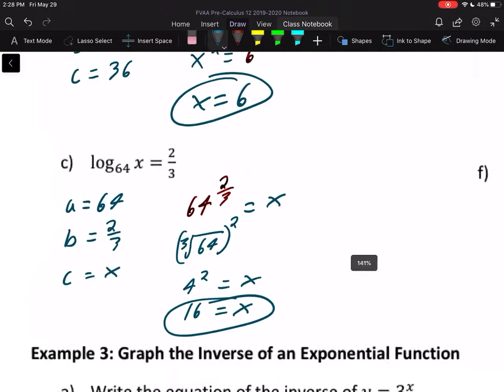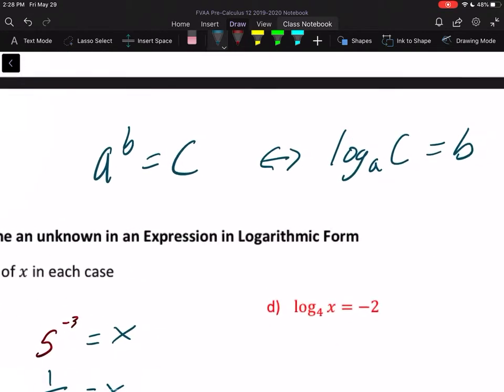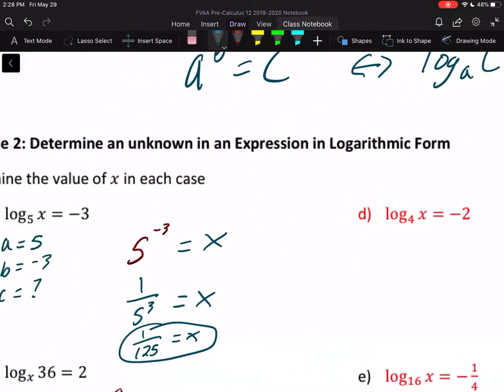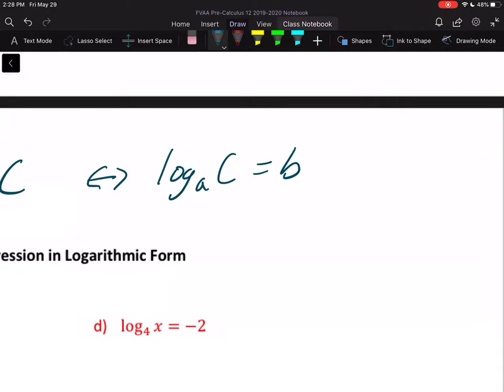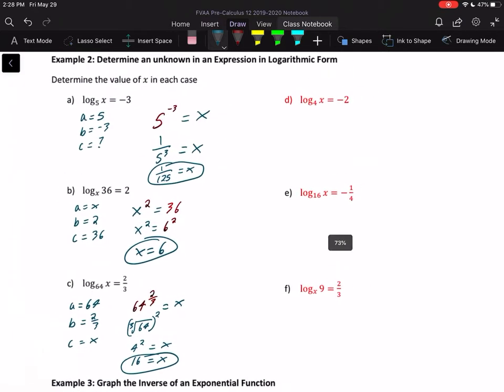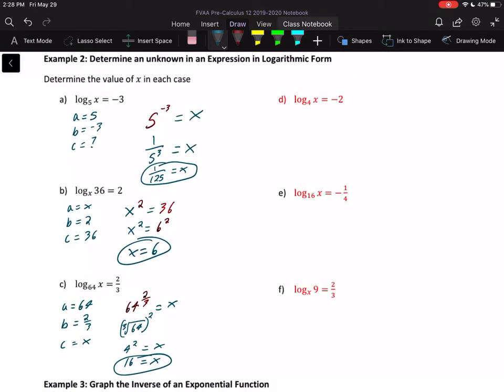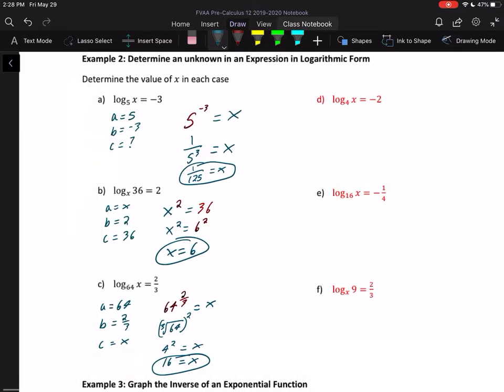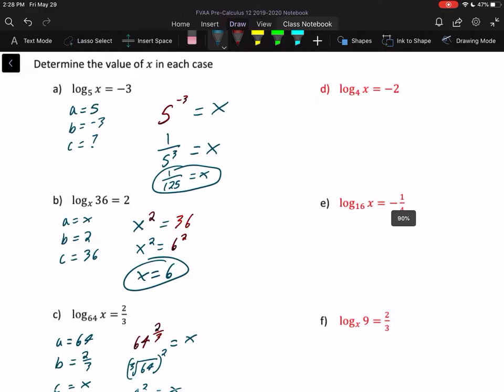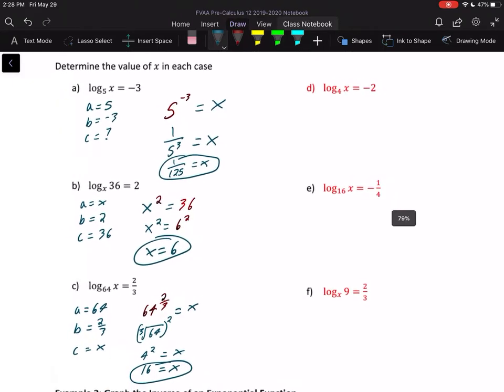All right, so that's, again, how to use this going back and forth between log form and, of course, you can also write it as log c over log a, but going back and forth between logarithmic form and exponential form to solve for these equations. Go ahead and pause the video, try the letters on the right here, D, E, and F, and then we'll come back together and finish these off.